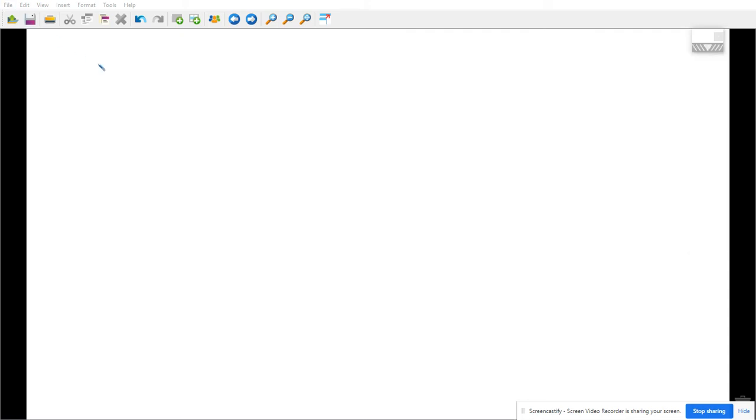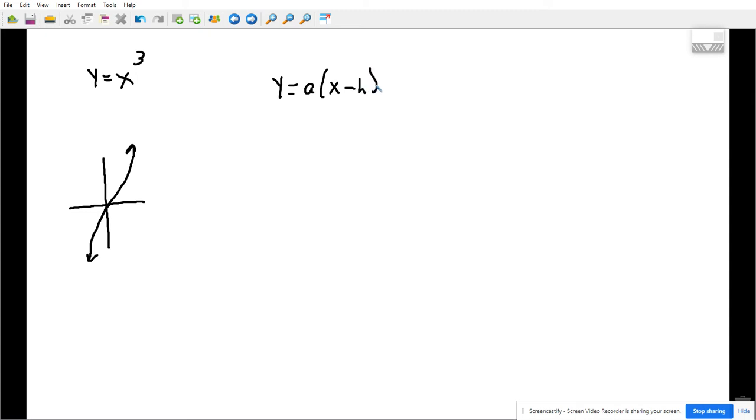Now, if we look at a cubic graph, and again, you're going to get kind of sick of me saying this stuff because it's the same thing over and over again. Y equals x cubed. Here's the parent function. The normal graph would look like this. So what does the standard form of this graph look like? A times (x minus h) cubed plus k.